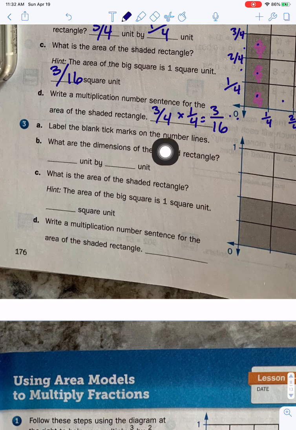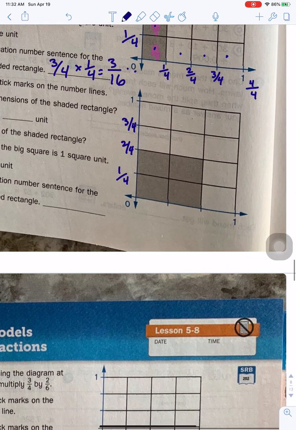Okay, let's take a look at number 3. Label the blank tick marks on the number lines. We're going to label these 1, 2, 3, 4. So again, this is a fourth, 2/4, 3/4. And again, at the bottom, we have 1, 2, 3. So this is going to be 1/3, 2/3, and this is 3/3.